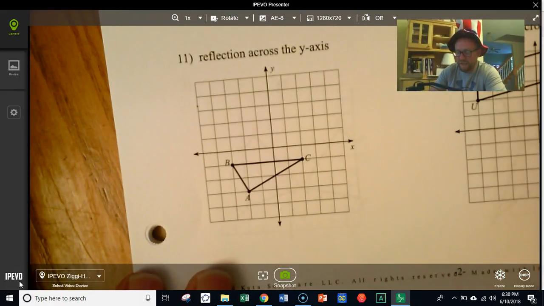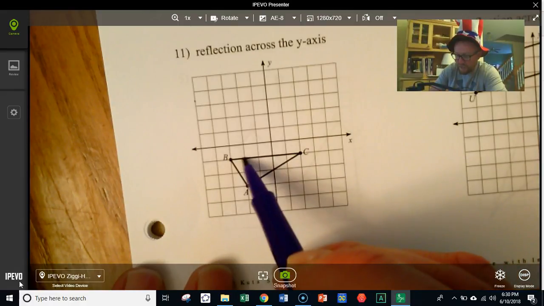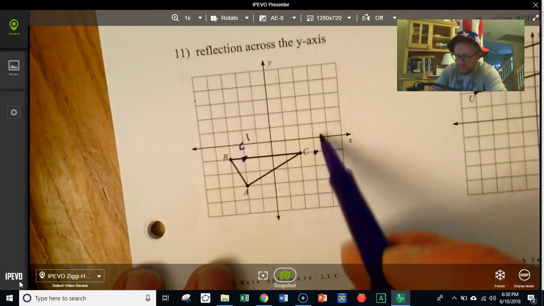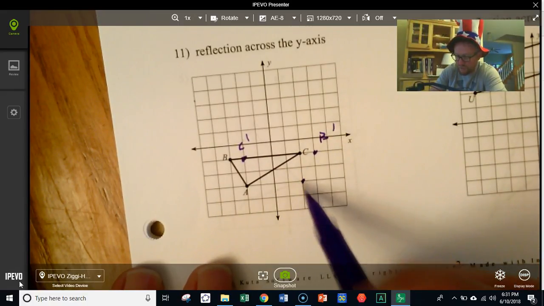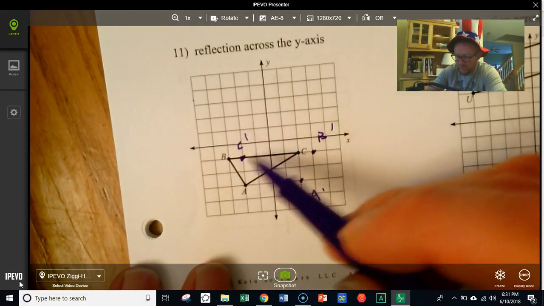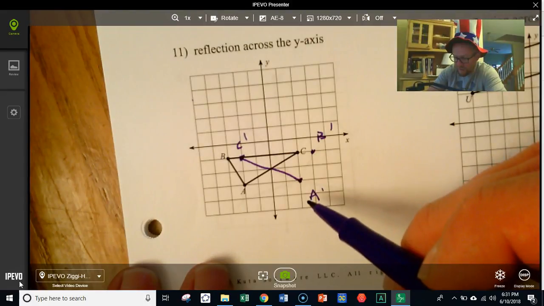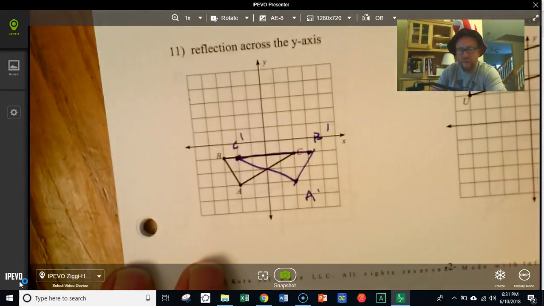Reflection across the y-axis, that is left-right. C is 2, C prime. B is 3, B prime. A is 2, A prime. Alright, there we go. Looks good.